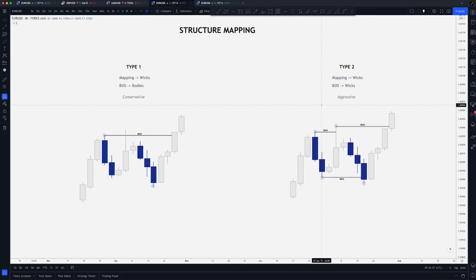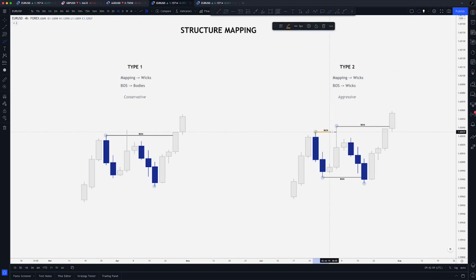Now, the second way is type 2. This is a bit more aggressive because we map structure the same way from wicks, but we only need to see price literally just wick it for there to be a break of structure. So as you can see, this is the exact same price action, but you can see how the trend changes a lot more quickly. It's a lot more aggressive. You get those turning points a lot sooner because as soon as price breaks that high, that then gives us our higher high. So then if we look back, where was the lowest point that caused the high?